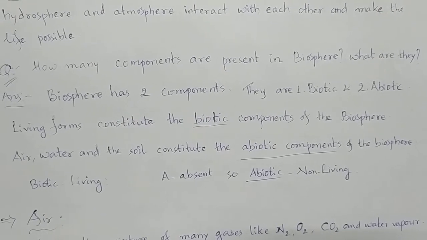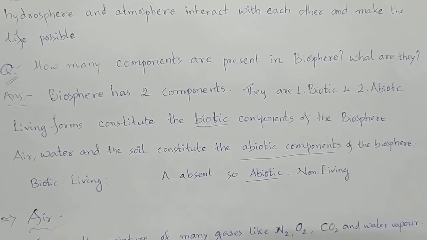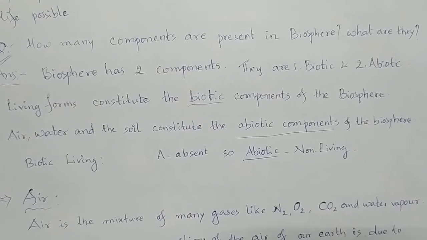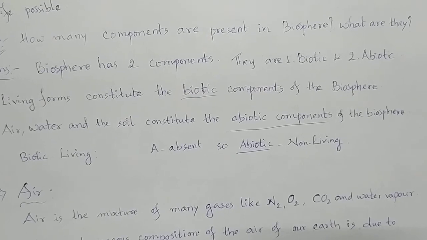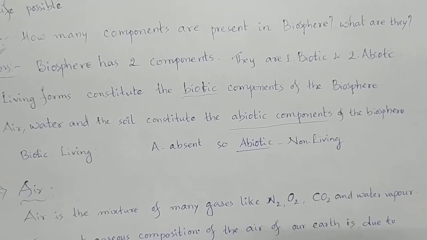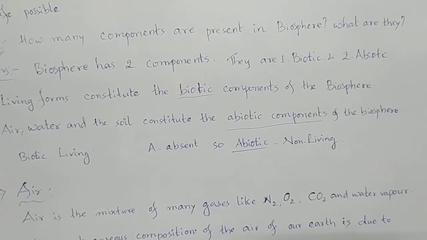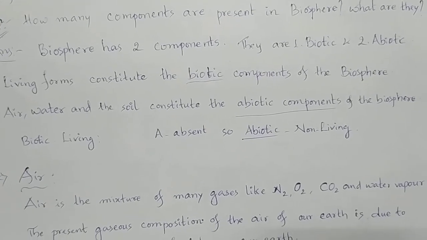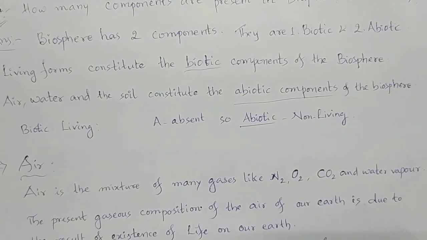The living forms, that is plants, animals, and other living things, they constitute the biotic component of the biosphere, whereas air, water, and the soil, they constitute the abiotic components of the biosphere. Biotic means living. A means absent. Abiotic means non-living, or the life is absent in the thing. So in air, water, and the soil there is no life. So these constitute the abiotic components of the biosphere.